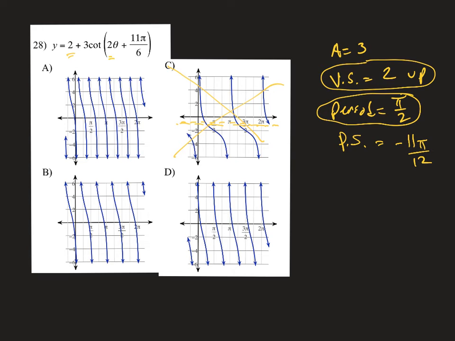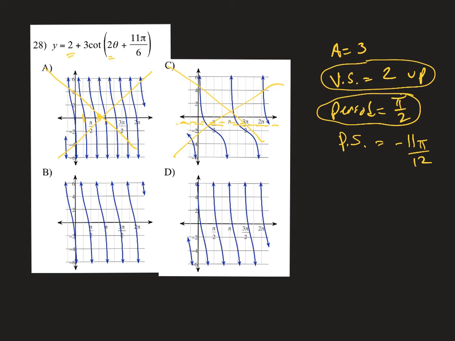I'm just trying to see if we can rule out any of these. If we go from this mark to this mark, that's pi over 2, and that includes 2 cycles. So I'm going to rule out letter A because the period for letter A is too narrow. It's less than pi over 2. And that means it's either going to be B or D, and that makes sense because they look very similar.